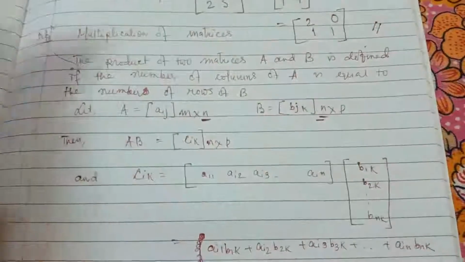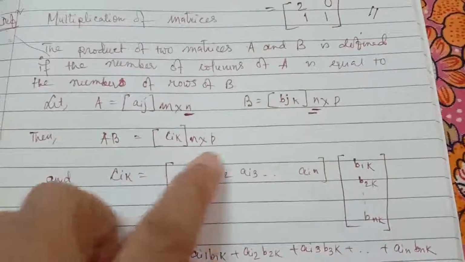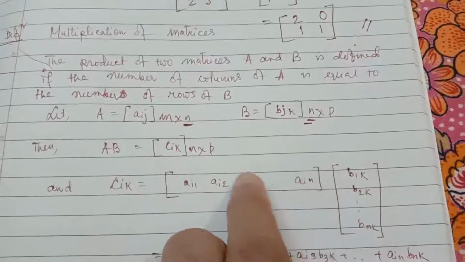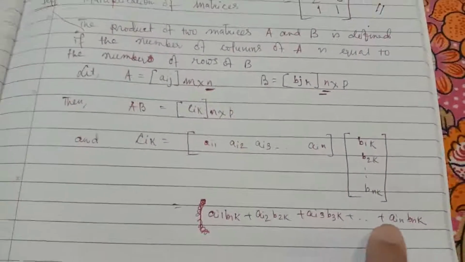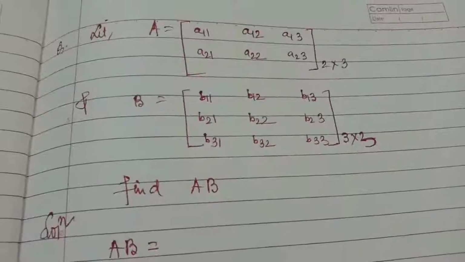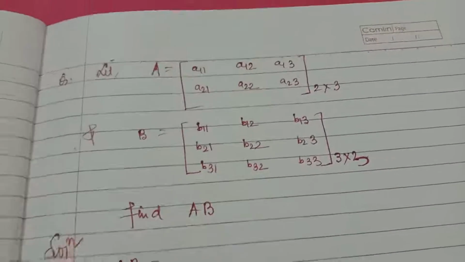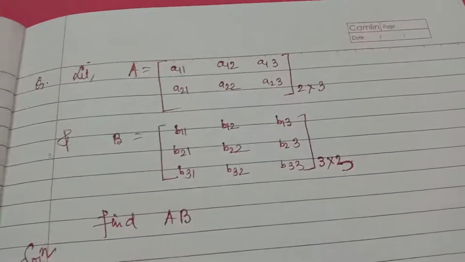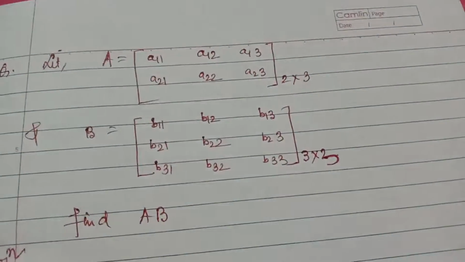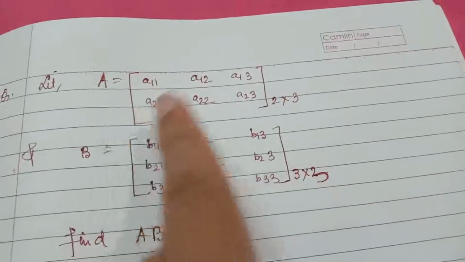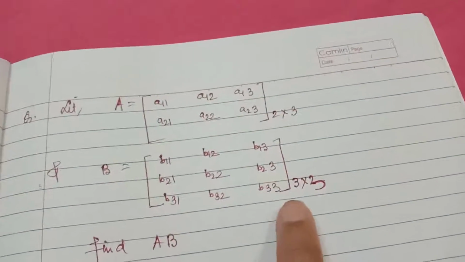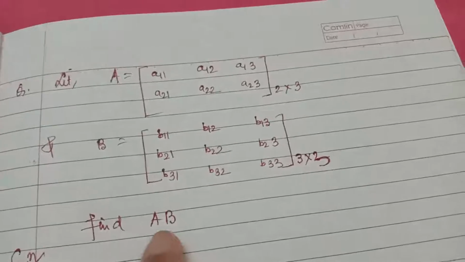And how to multiply? You have to multiply the first element with the first element, plus the second element with the second element, plus the third element, etc. Let us explain this with an example. Now let us explain the idea of multiplication of matrices with this particular example. Suppose matrix A equals A11, A12, A13, and matrix B equals this, to find A into B.